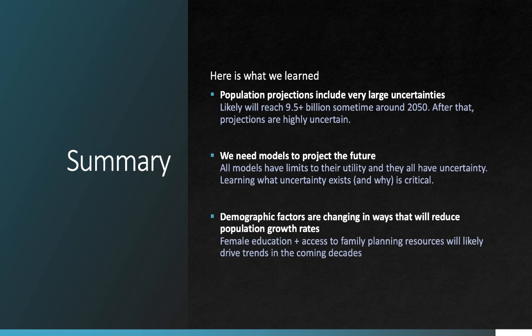In this video, you've had a first introduction to the use of models, and models are incredibly important in environmental science, but they always have limits and they always have uncertainty. Understanding both the limits and the uncertainty is really critical for anyone working in this field. Lastly, and this should sound familiar, demographic factors are changing in ways that will reduce population growth rates, and specifically changes in female access to education and family planning resources are likely to lead to declines in populations in the coming decades.